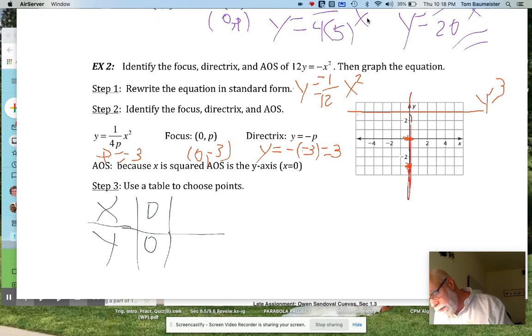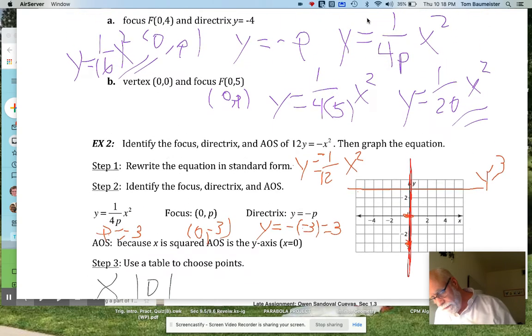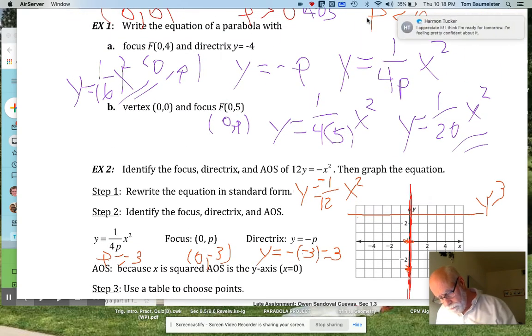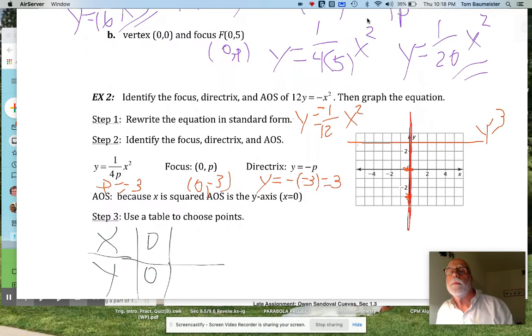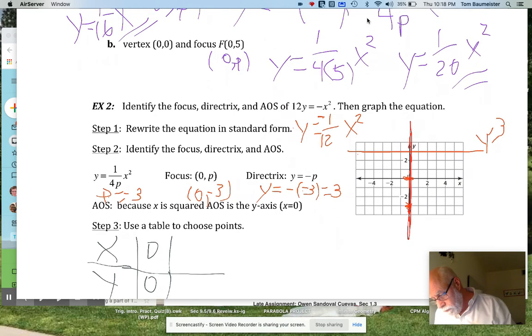So when I said I want you to spend a lot of time on stuff, what would be an easy point to choose? Well, if I take 3 squared, that's going to give me 9/12 or negative 9/12. Well, that's going to give me a fraction. Try to use one that's not going to give you a fraction. There, I just did my axis of symmetry for you.